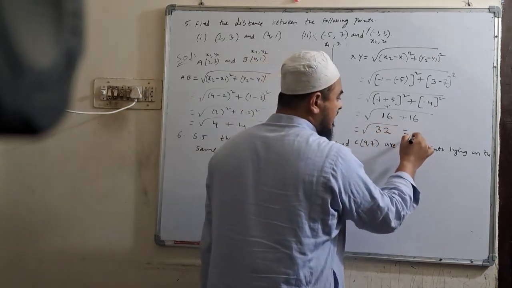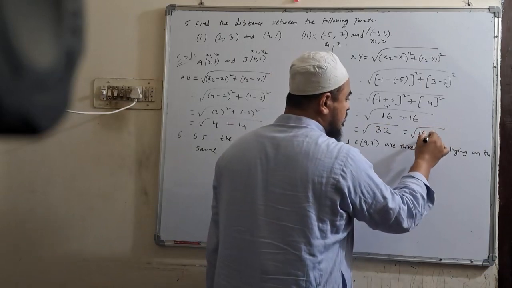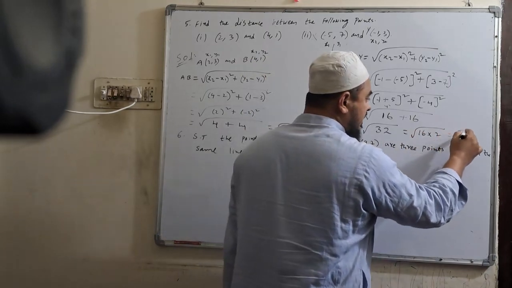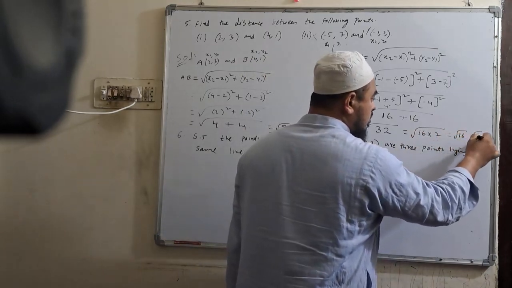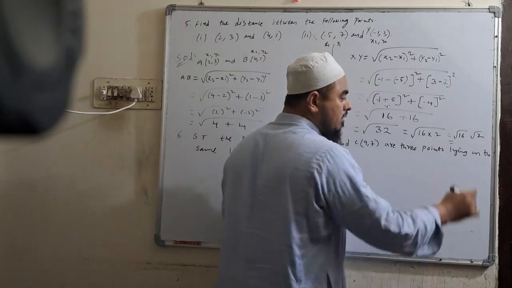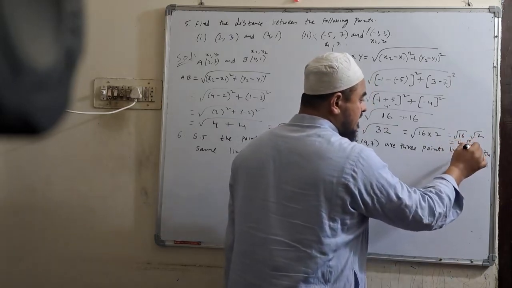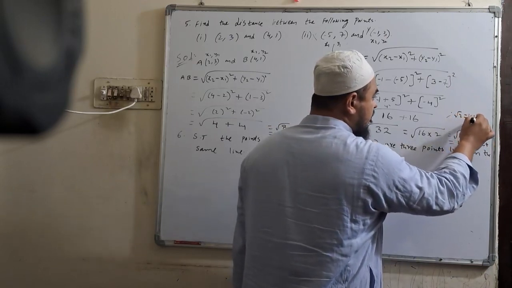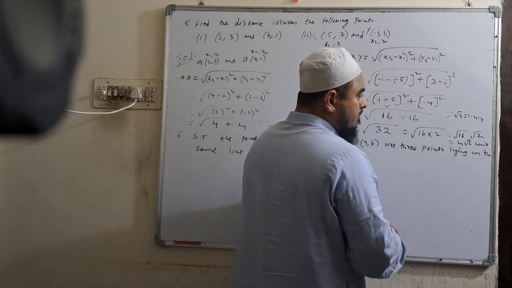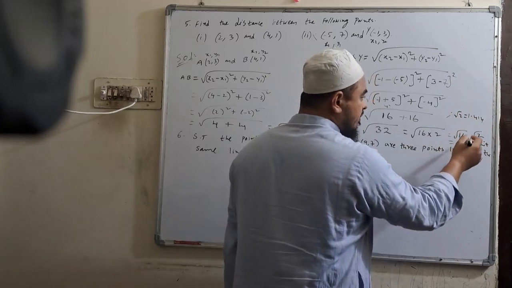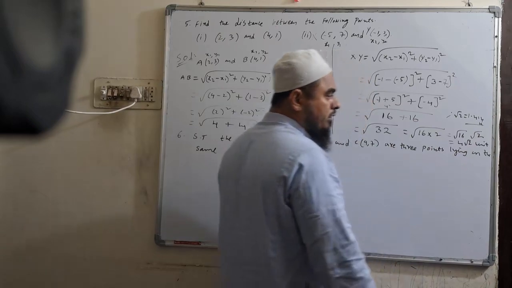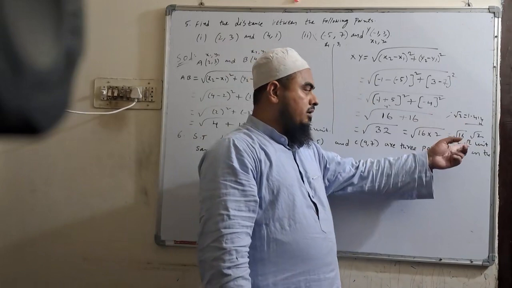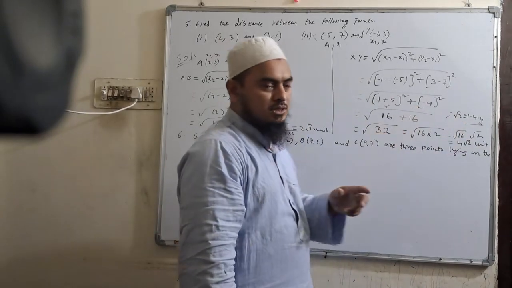32. Now this 32 we can write as 16 into 2. And we know that we can separately write root 16 into root 2. Root 16 is how much? 4. And root 2 you can write the same in units. Or you can write the value of root 2, that is 1.414, and multiply. You can simply multiply 1.414 into 4, and write the final answer in units. Okay, give me the answer in the message box.